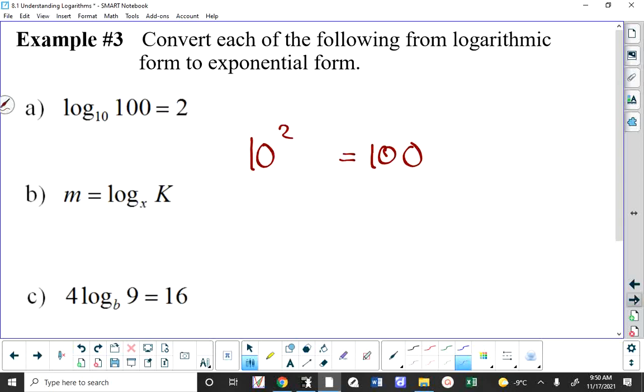How many of you are just getting used to the idea that it's the base raised to the other side equals the argument of the logarithm? I hope that's kind of where your brain is going. So this would be x raised to the m equals k. This has to be so obvious.